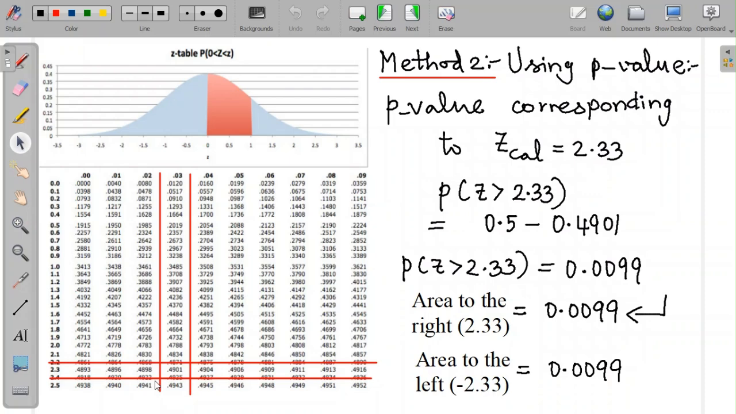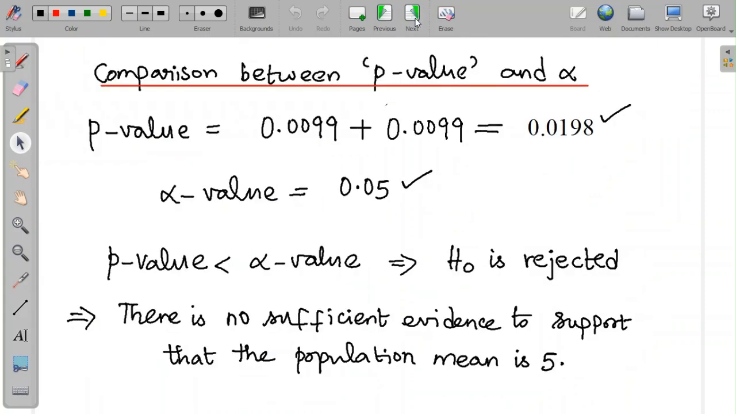So we do that by referring to the chart. We locate 2.33 in the chart. The area between 0 and 2.33 comes down to 0.4901, which means the area to the right of 2.33 is 0.0099. By virtue of symmetry, the area to the left of minus 2.33 is also 0.0099. Therefore, we can determine the p-value by adding these two areas or probabilities to get the value as 0.0198. In other words, the probability that it is greater than 2.33 and the probability that it is less than minus 2.33 are added together to get the p-value as 0.0198.